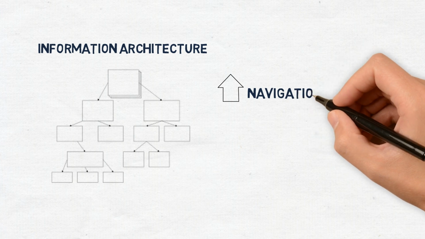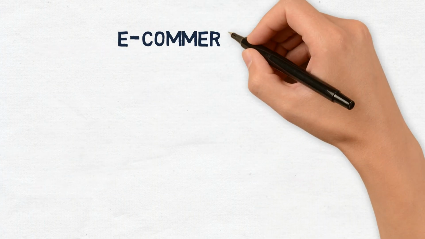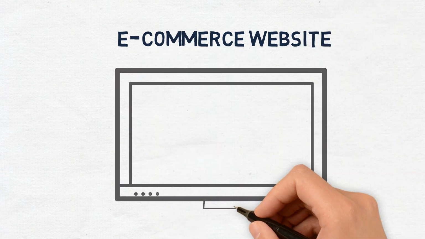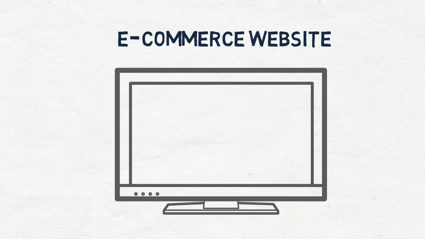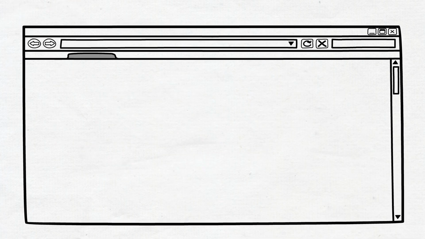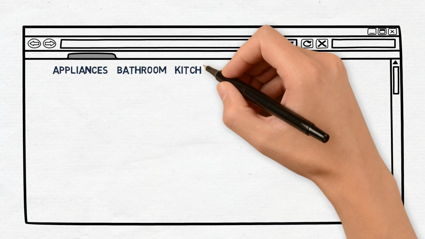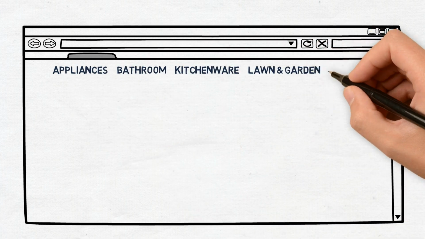It is useful to conduct a card sort when you have a lot of content to organize. Let's say you're working on an e-commerce website that sells hardware, and you want to make sure you're organizing your items into categories that make sense for your users. You want to make sure they can easily find what they're looking for. You'll have many different groupings on your website, such as appliances, bathroom, kitchenware, lawn, garden, plumbing, and so on.